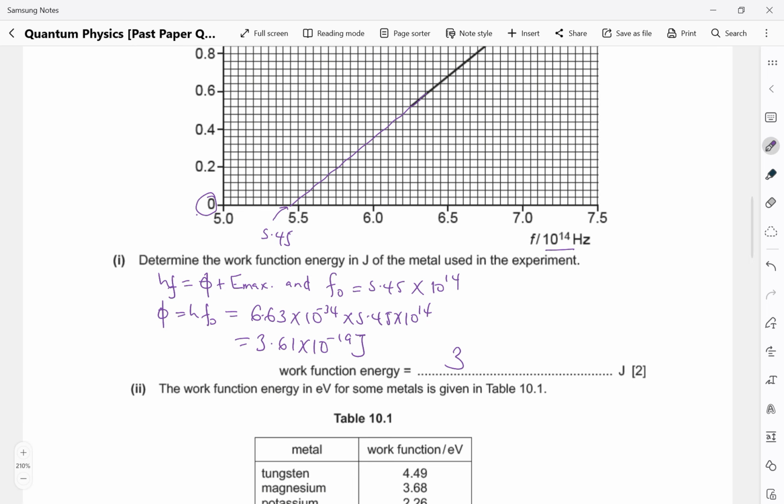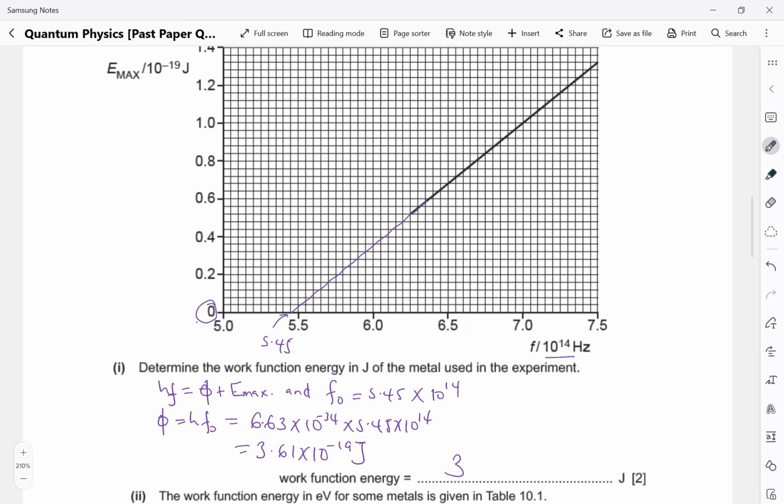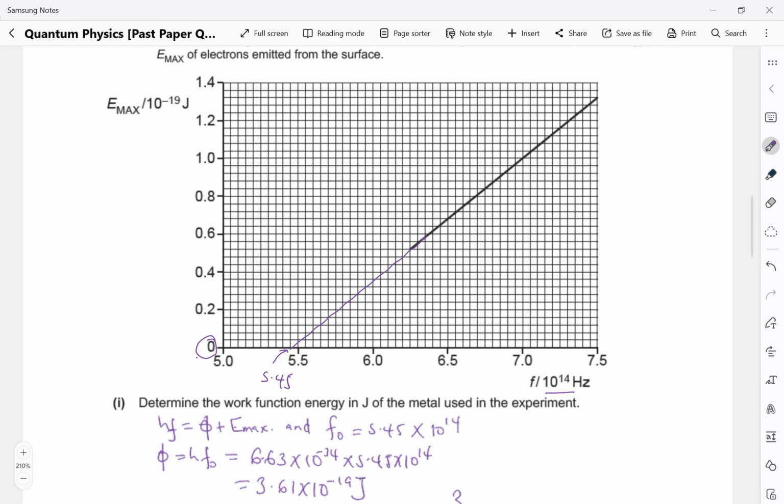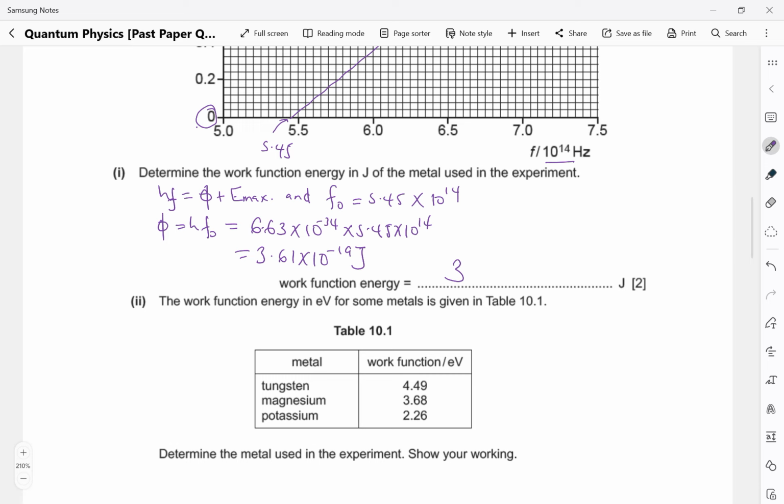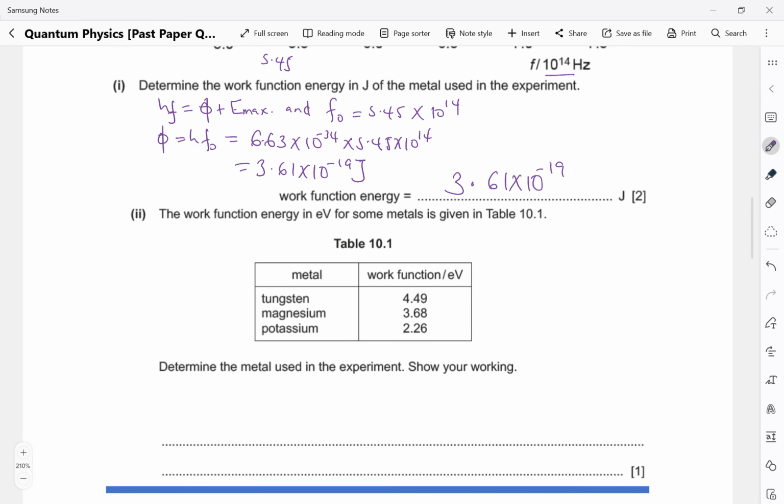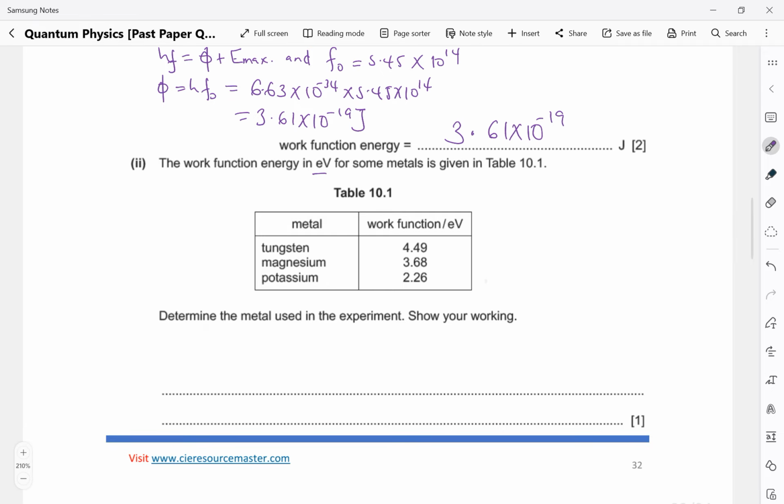You can write two significant figures because they didn't specify the number of significant figures here, but f is given to two significant figures, or you can write three significant figures, that is 3.61 times 10 to the power of minus 19 joules.